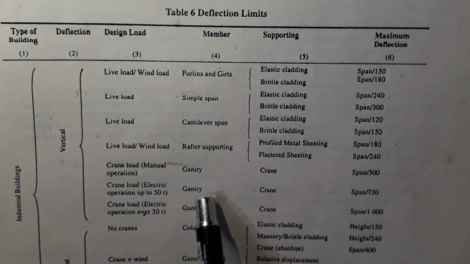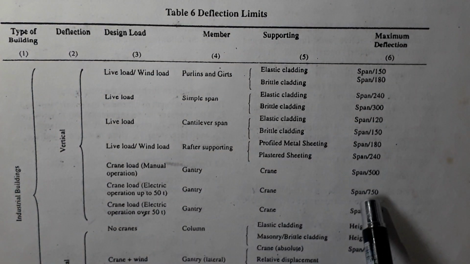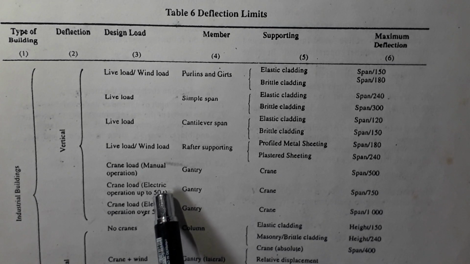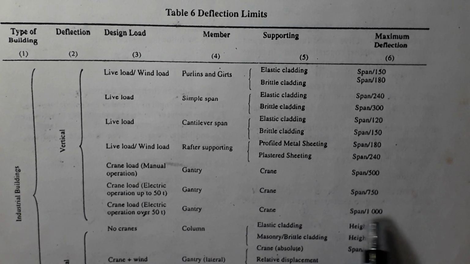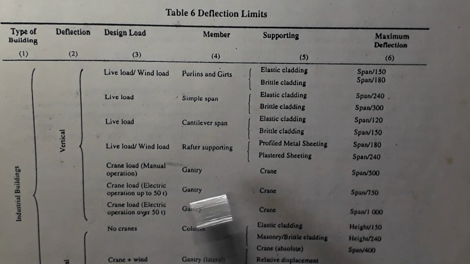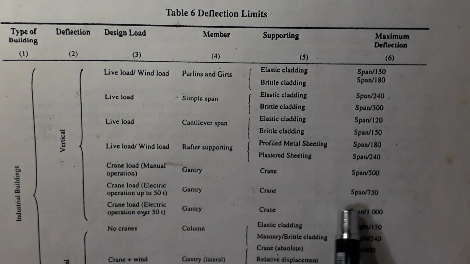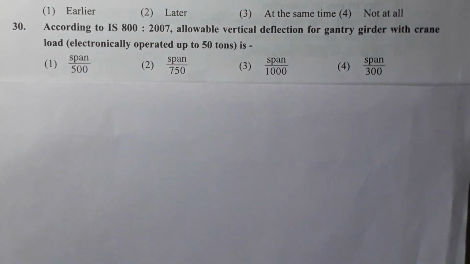Now the member is gantry, supporting the crane, and the maximum deflection is span divided by 750. Whereas in case of crane load, electric operation over 50 tons, the member is gantry, supporting crane, the maximum deflection is span divided by 1000. But here in the given question it is asked for electric operation up to 50 tons, and the correct option should be span divided by 750, and that is why the correct option is option 2, span divided by 750.